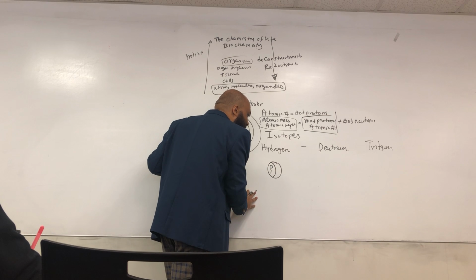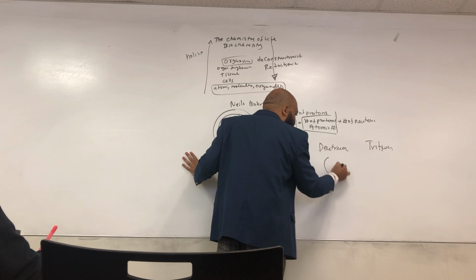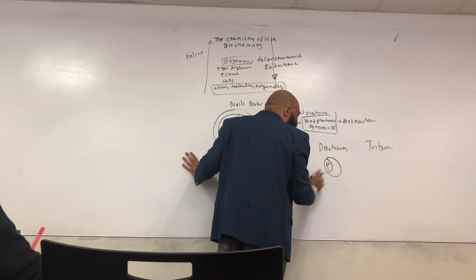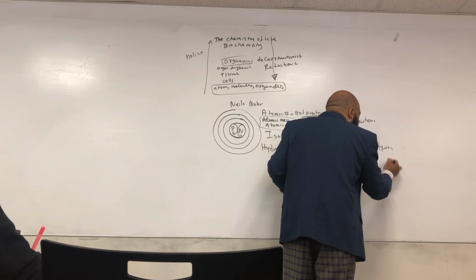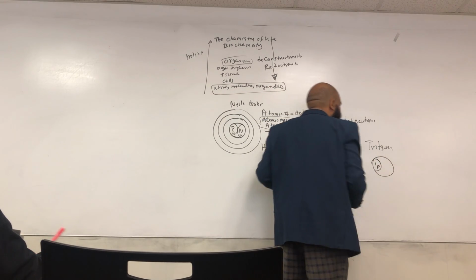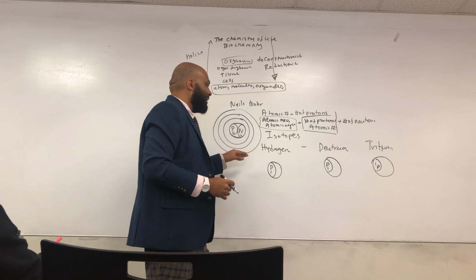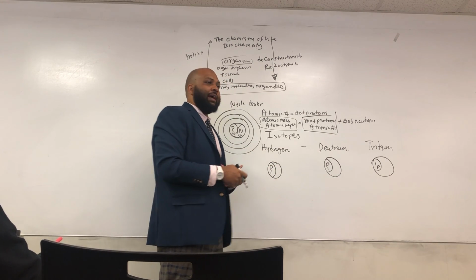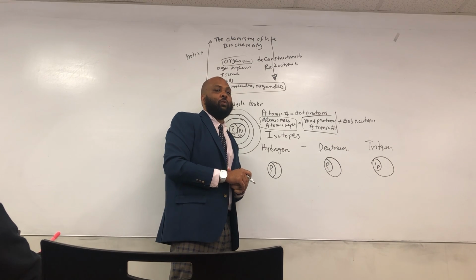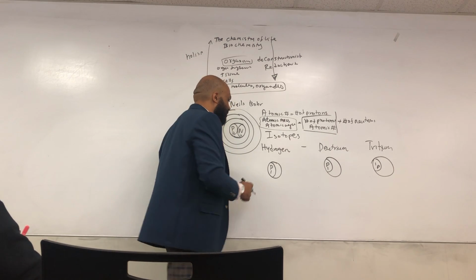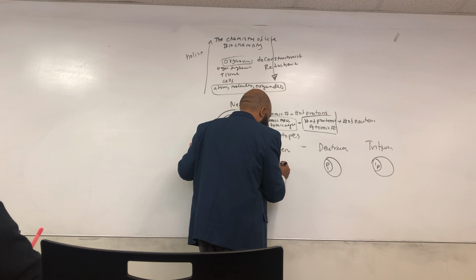So this one will have 1 proton, deuterium will always have 1 proton, and tritium will always have 1 proton. If they are isotopes, then if they have the same proton, that means they have something else that's different. And what is that? Neutrons. That's the neutron.